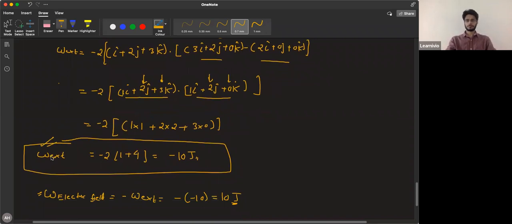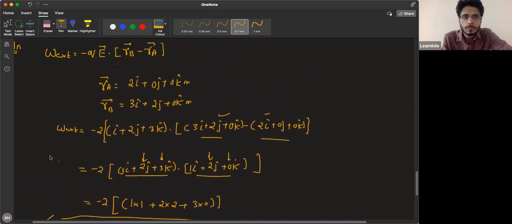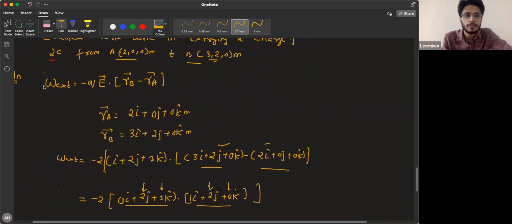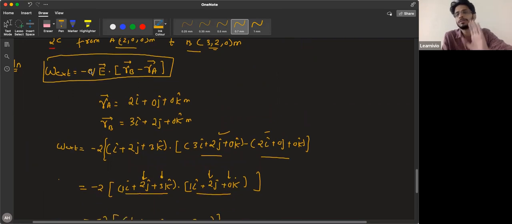Sir, can you explain this question? I didn't get it. Okay. See, Arpit, when we calculate work done in an electric field, when you place a charged particle in an electric field, that charged particle experiences a force. If you want to move that charged particle against the field, then you do work. That work done is minus q E dot (r_B minus r_A). That's the expression. At the end of the class, I will explain how this expression comes up. You have missed the first 10-15 minutes due to a connection issue, so I'll explain it again at the end of the class.